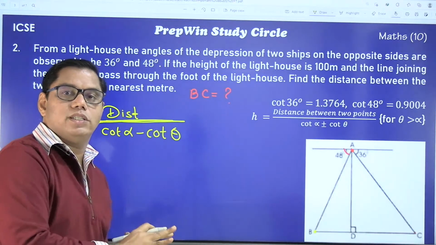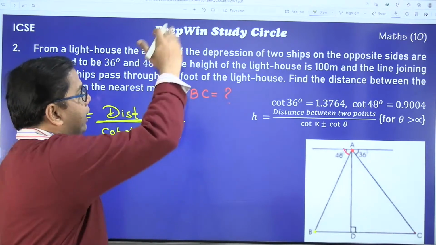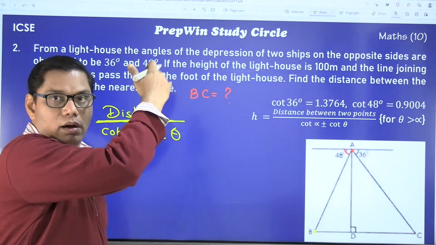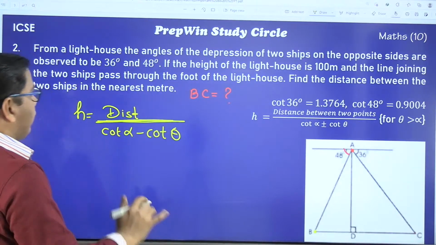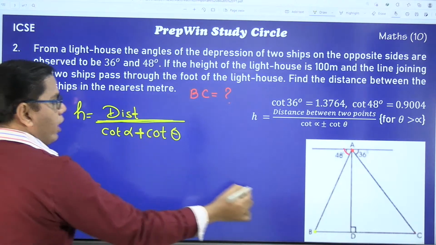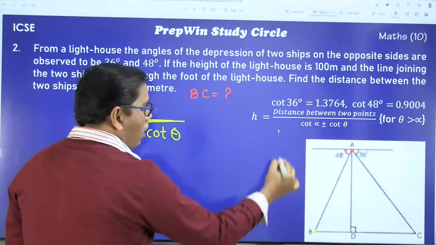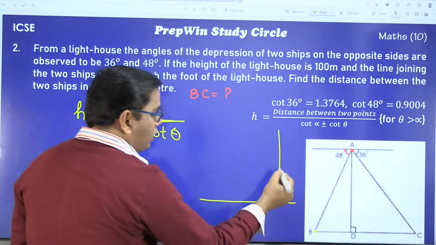If you solve one or two questions related to this, you will become comfortable. And instead of doing all these lengthy steps, you can directly find out the answer. Okay, so it is cot theta plus cot alpha, when two ships or two buildings are on the opposite side.